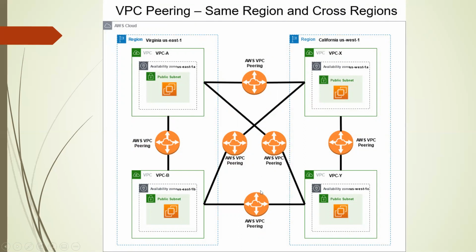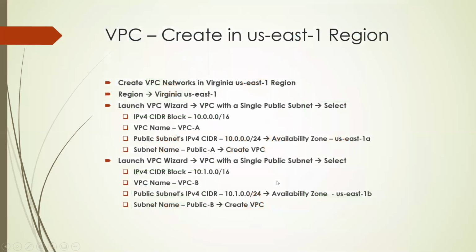You can see here 4 pairings we are using. Between VPC A and VPC X we will use this pairing, VPC A and Y we will use this pairing, VPC B and X we will use this pairing, and VPC B and VPC Y will use this pairing. These are all the cross region pairings, right? We will discuss all those things in the demo. So let's start the demo.